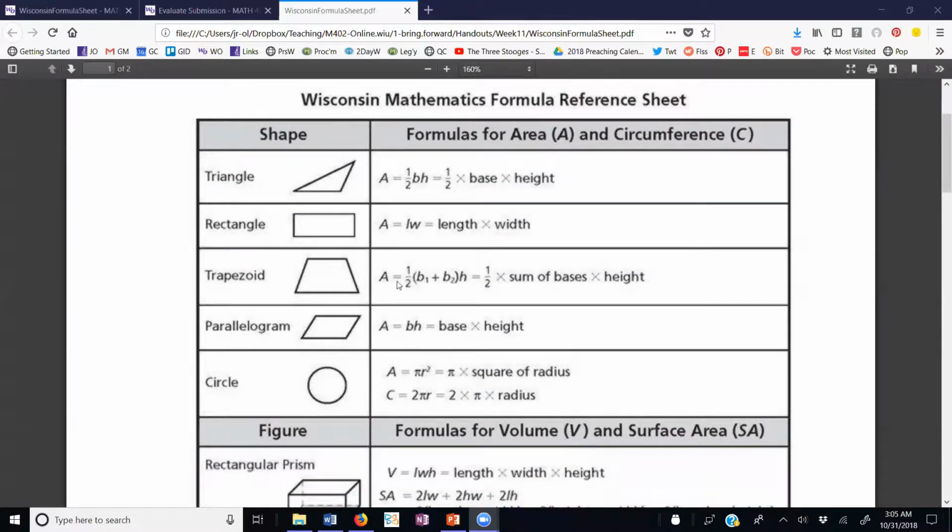Here in the case of the trapezoid, we have base 1 and base 2, which are the two parallel bases. So lowercase b on this sheet, and base, stands for lengths. We can have a base of a parallelogram.